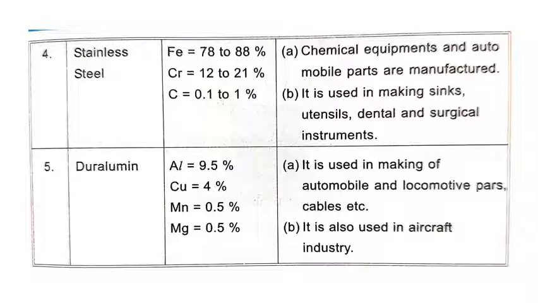Next, we discussed about alloys. What is alloy? Homogeneous mixture of two or more elements with metallic properties. Next, what purpose of making of alloys? We discuss. Next, composition and uses of some alloys. Those are brass, German silver, nickel, stainless steel, duralumin.